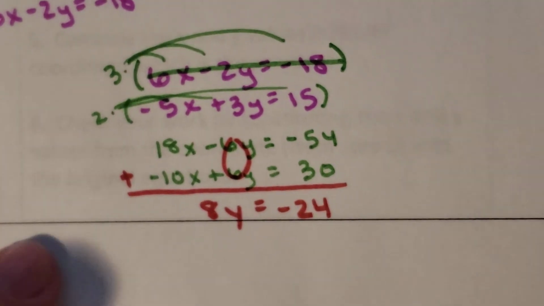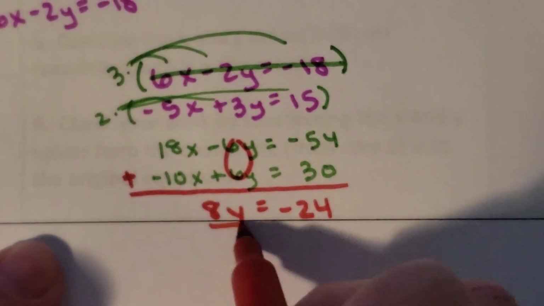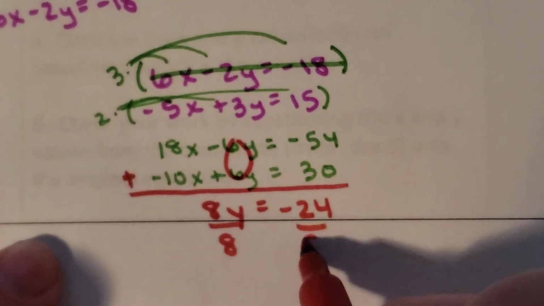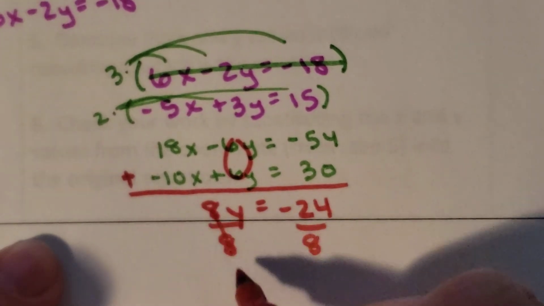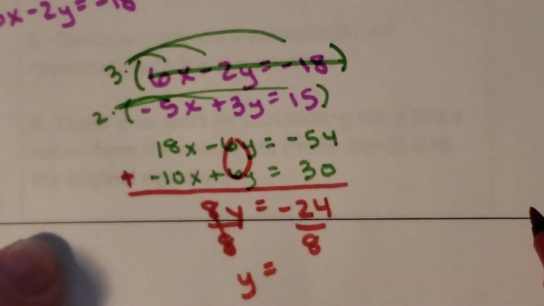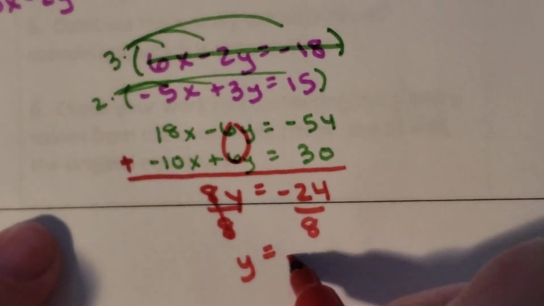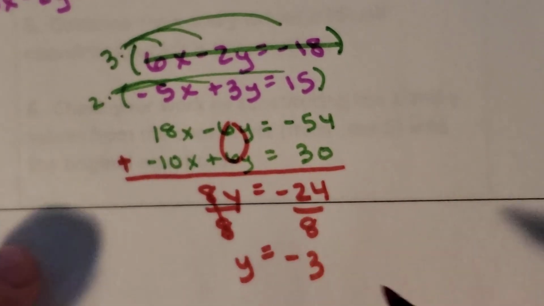X is being multiplied with 8. Reverse of multiplication is division. What I do on one side, I do to the other. 8 over 8 is 1. Y equals a negative over a positive is a negative. 24 over 8 is 3.